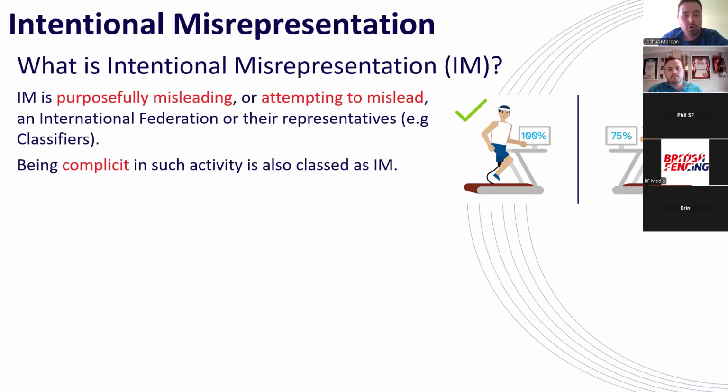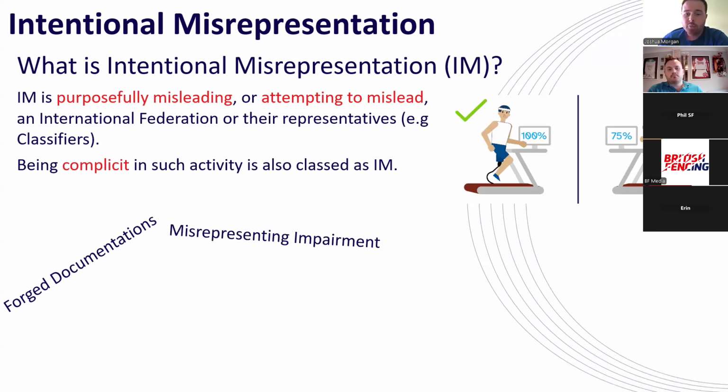So examples of what you could do to be guilty of intentional misrepresentation. You can forge documents. So forging or falsifying medical documents is deemed intentional misrepresentation. Deliberately misrepresenting the existence, nature, or degree of their impairment. So again, that's trying to maybe make out that your impairment affects you more than it does.